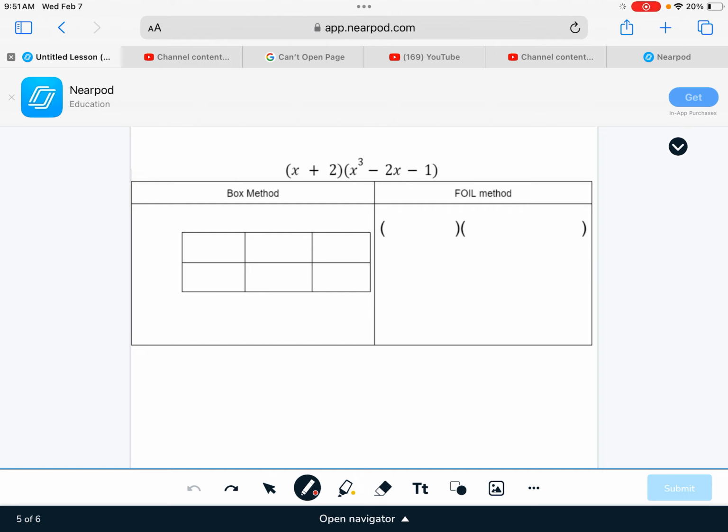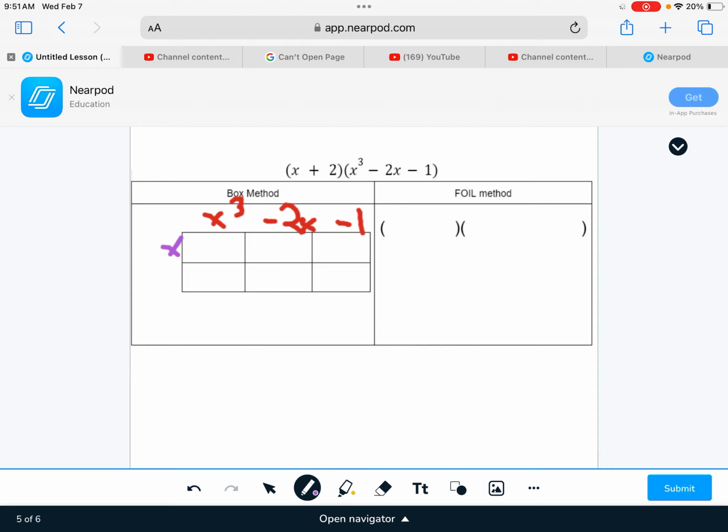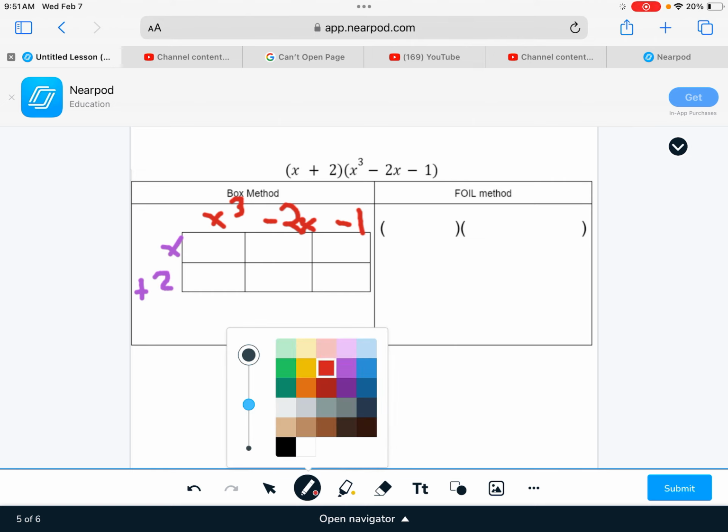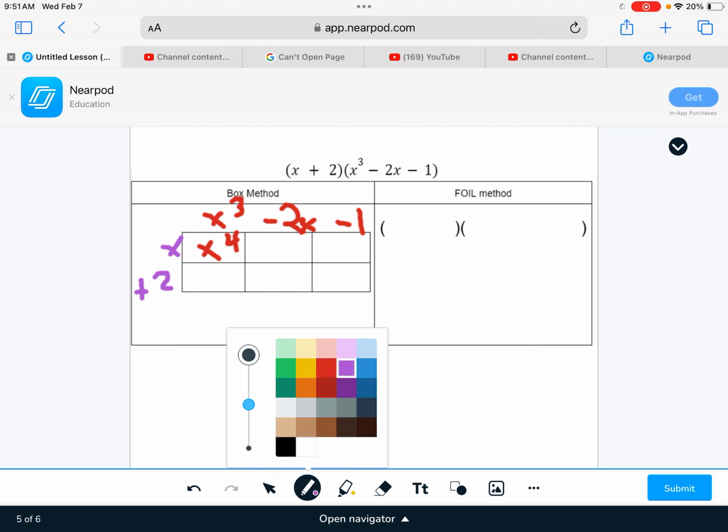And I can multiply that. X to the 3, negative 2x, and negative 1 go here, and x and positive 2 go here. And again, I can multiply. X times x to the 3 is x to the 4, just adding an extra exponent there, just like we're using our exponent rules from earlier.